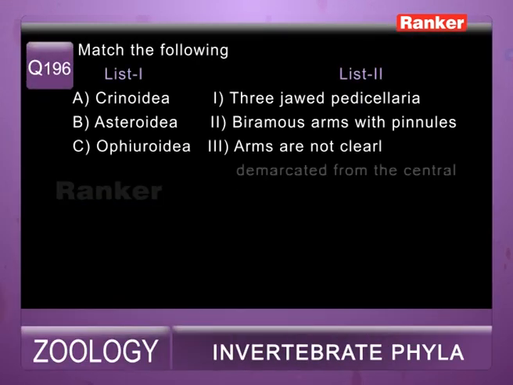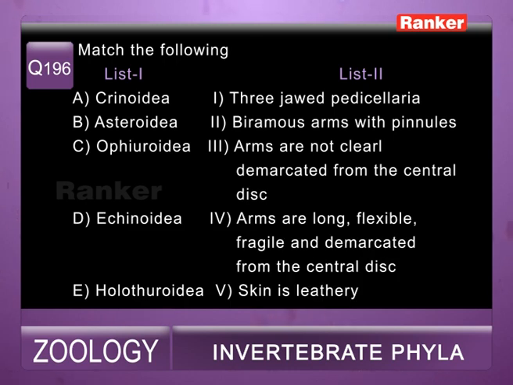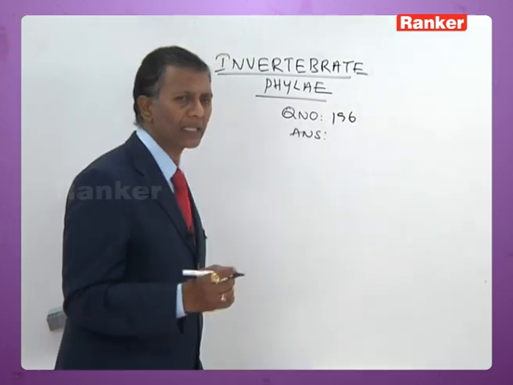Now 196 question. Match the following, you have list 1 and list 2. Under list 1 you have A, Crinoidea, B, Asteroidea, C, Ophiuroidea, D, Echinoidea, E, Holothuroidea. Under list 2 you have number 1 three-jawed pedicellariae, number 2 biramous arms with pinnules, number 3 arms are not clearly demarcated from the central disc, number 4 arms are long, flexible, fragile and demarcated, number 5 skin is leathery. Now try to get the answers.